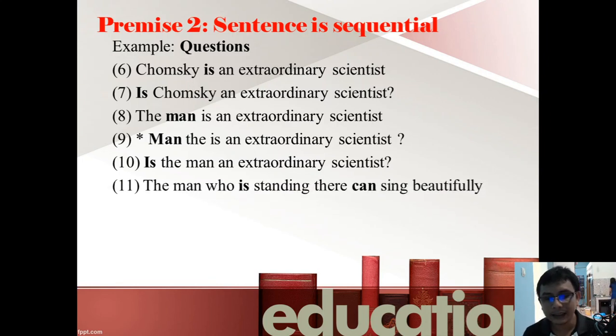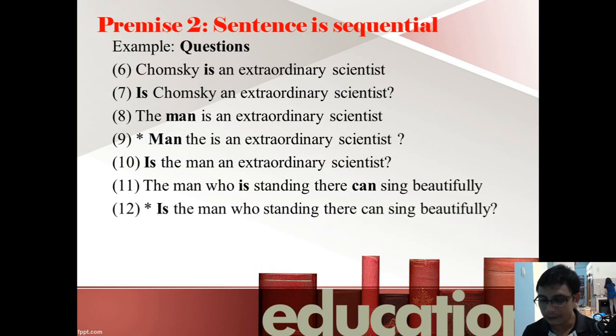The man who is standing there can sing beautifully. Okay, if we still believe that we need to move one element, now we may think that the element that we should move is the auxiliary is, right? But if we do that, we derive this sentence: "Is the man who is standing there can sing beautifully," which is ungrammatical. So it is not is which is moved to the front in order to create a question.